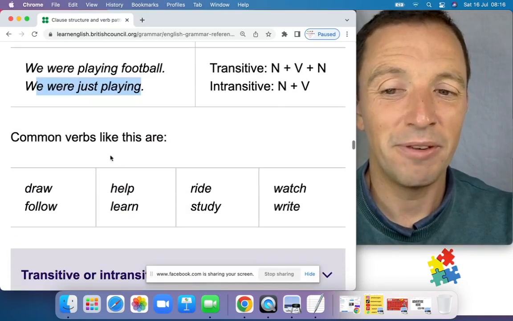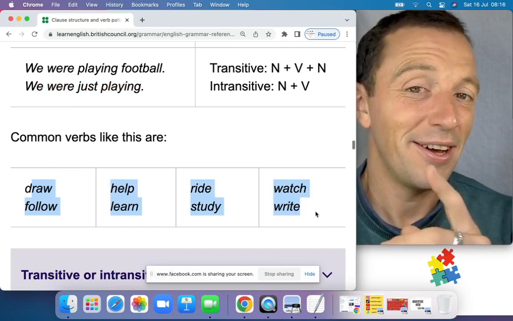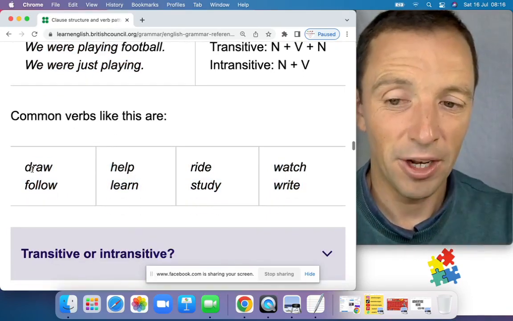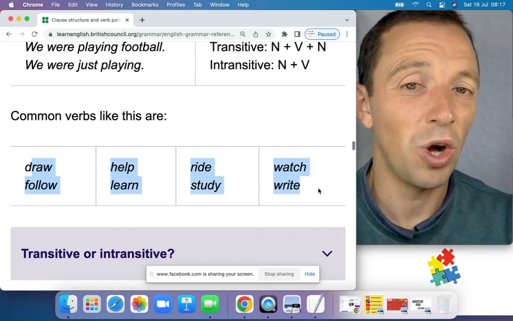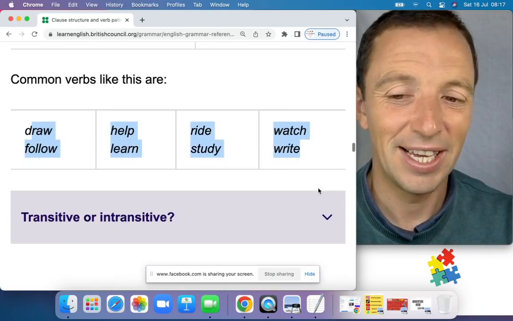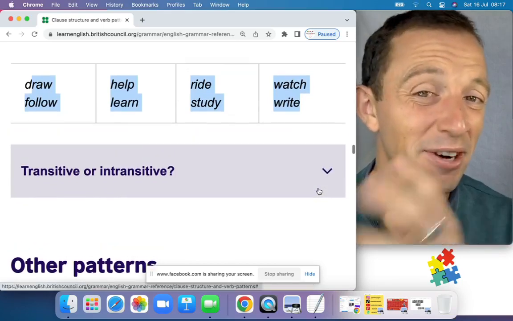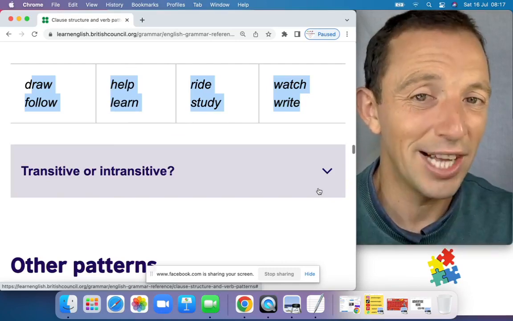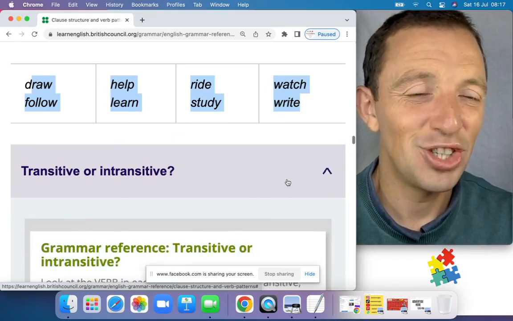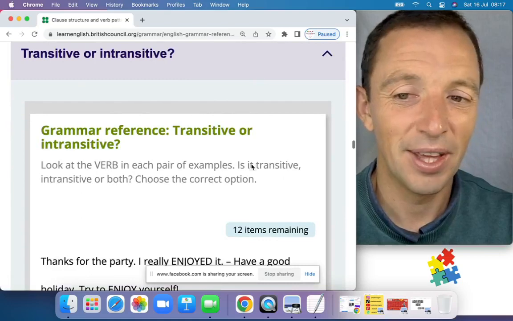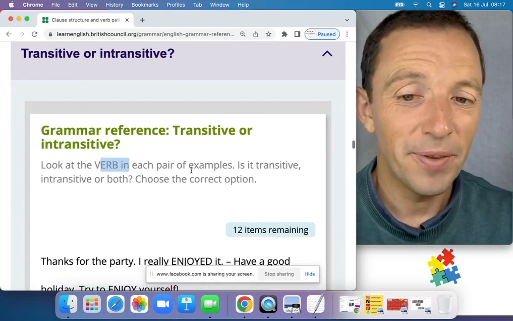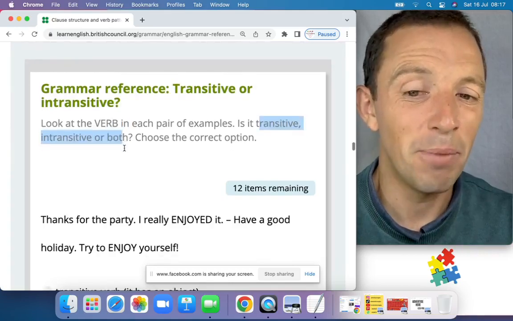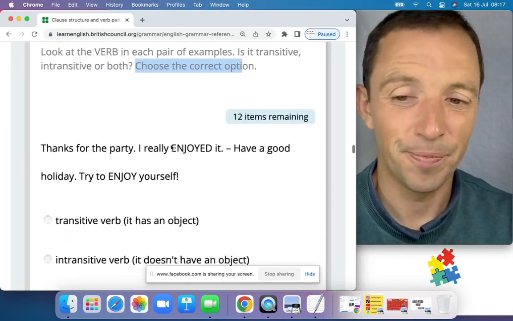So common verbs that possibly have an object or possibly no object are draw, follow, help, learn, ride, study, watch, write. That's a very interesting and important concept grammatically, known as transitive or intransitive verbs. So let's check the exercise. Look at the verb in each pair of examples. Is it transitive, intransitive, or both? Choose the correct option.